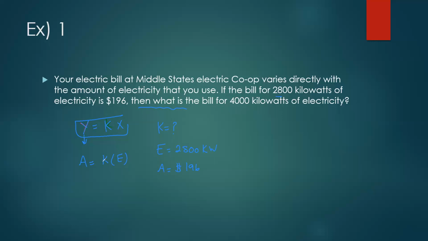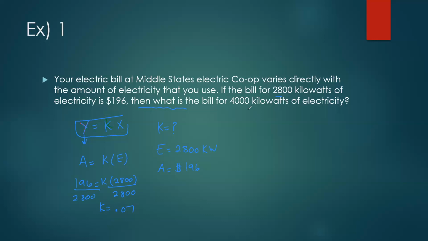Okay, so let's figure out our K value. So we said our amount was 196, we don't know K, and then our E is 2,800. Solve for K, so you're going to divide both sides by 2,800, and you get K equals 0.07. You don't have to put any units for K because it is a constant.